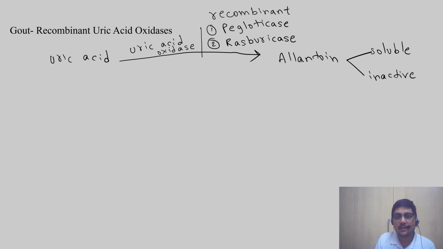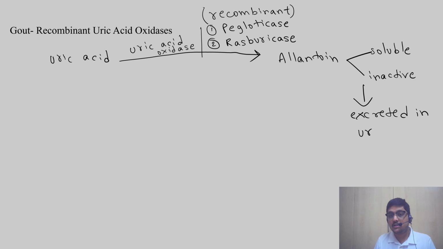These two agents are recombinant strains of recombinant things which are synthesized and mimic the properties of uric acid oxidase enzyme, right? What are the things which it can do? Pegloticase and rasburicase mimic the action of uric acid oxidase. It converts uric acid to allantoin, which is more soluble and inactive, and it is excreted in urine.